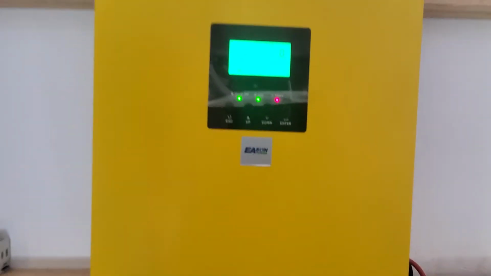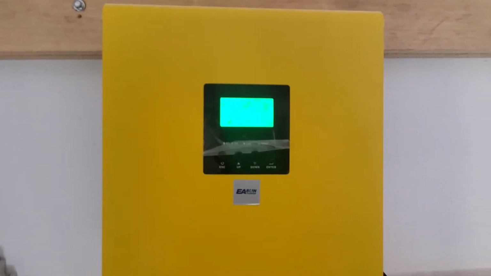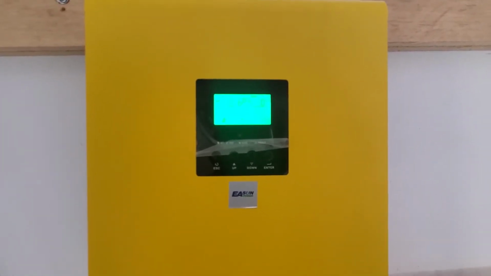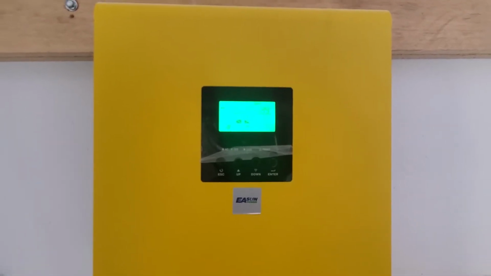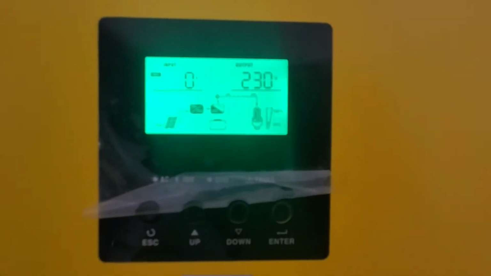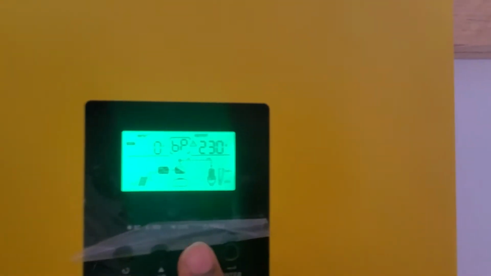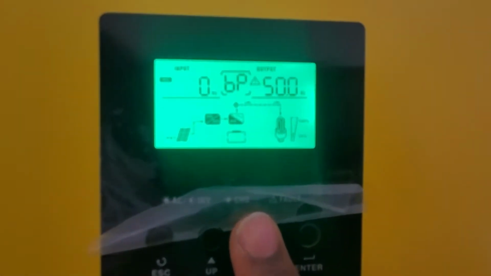Oh, what a noise! Yes, it's part of it. It's going to reset itself and then get back on solar input only. Okay, now you can see it's on solar. Its rated voltage is actually 230 volts on the dot. So let's go into it.